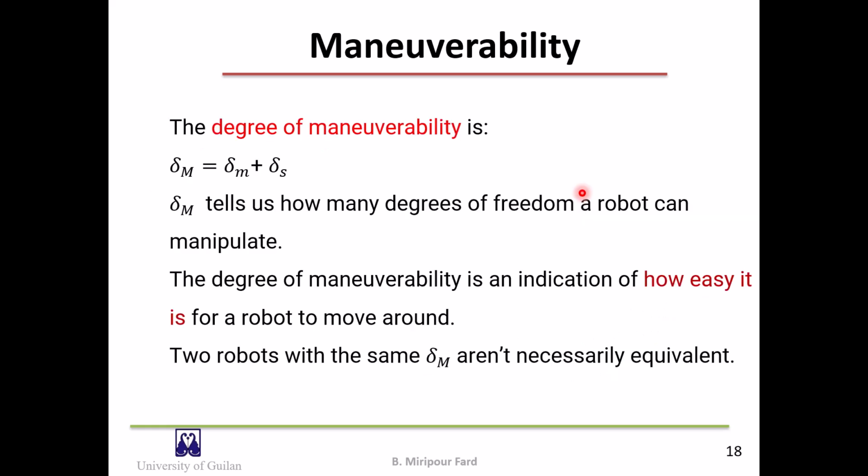Let's recap the notion of maneuverability. In general, the maneuverability of a robot depends on the number of independent kinematic constraints. It's mathematically the summation of the degree of mobility and degree of steerability. This index is an indication of how easy it is for a robot to move around. You will see next that two robots with the same degree of maneuverability are not necessarily equivalent.